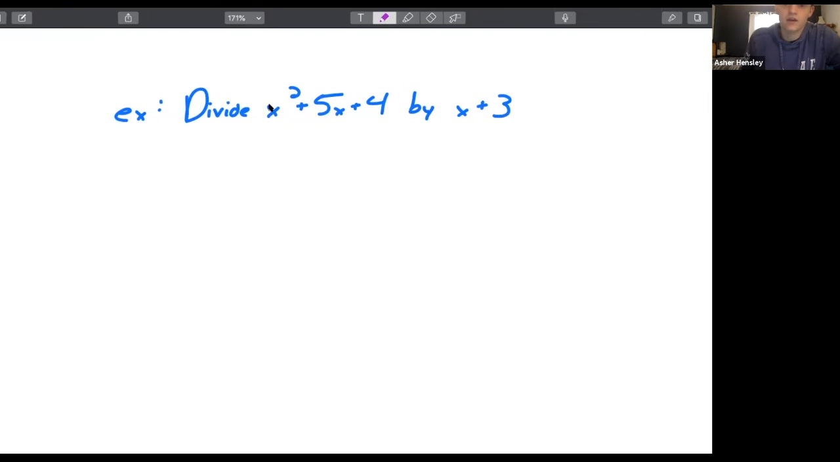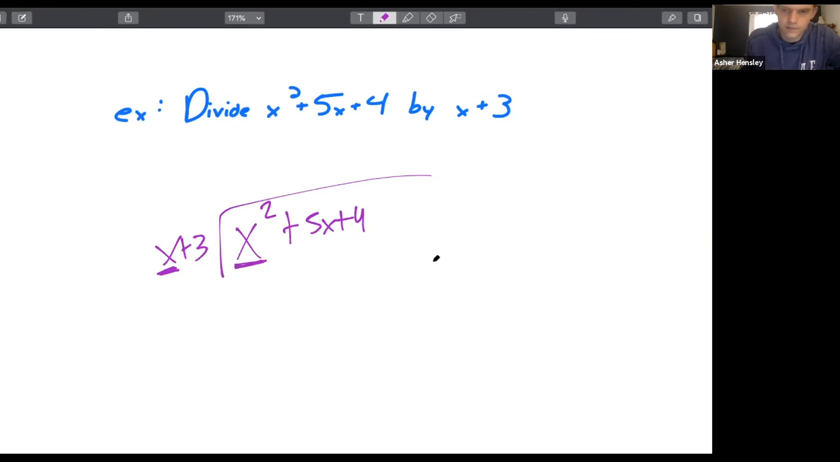So if we're dividing x squared plus 5x plus 4 by x plus 3, the first thing we want to do is make sure this leading term matches this leading term. So if I want to turn x into x squared, what do I have to multiply it by, you guys?